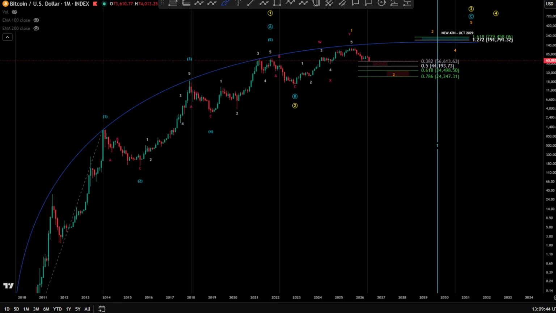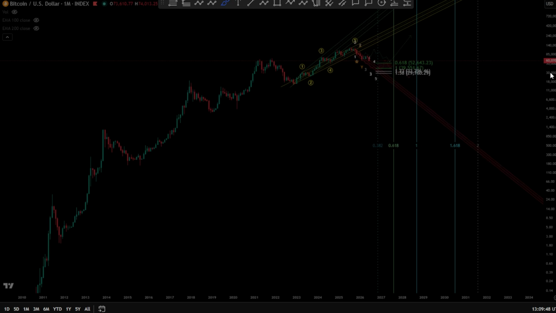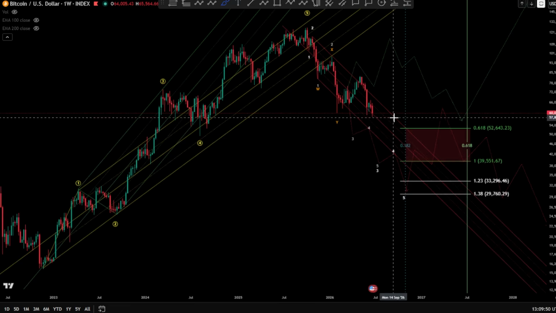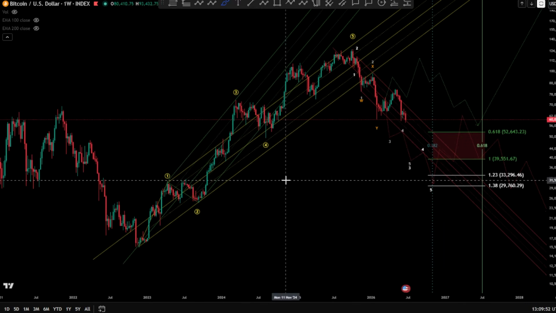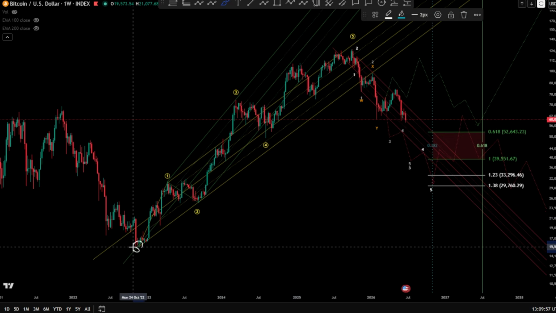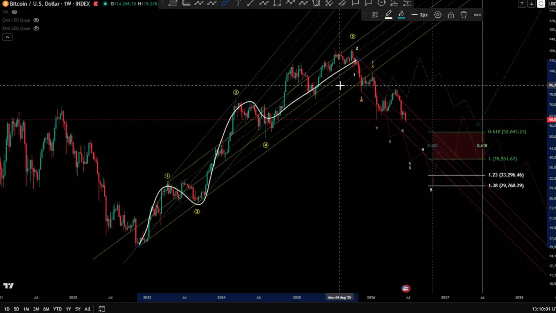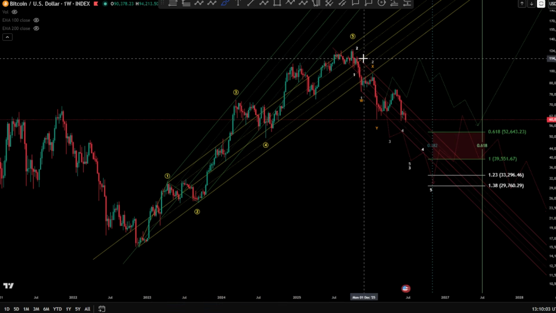Now, if we move to the channeling here, for the channeling, we are looking also at the weekly. We are looking at our base channel for the previous bull run, where we got this impulse towards the upside from the 15K here in October 2022. And of course, we pushed for 5 waves, where we have finished a wave 5.